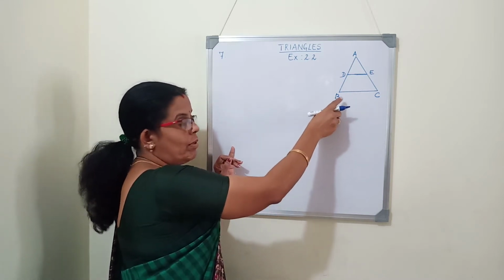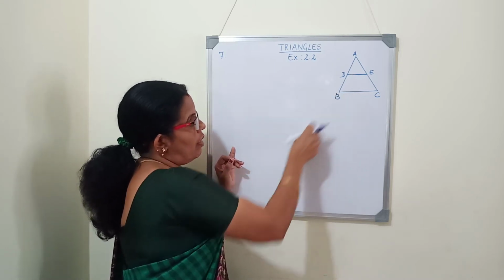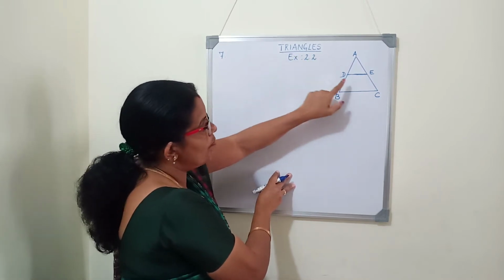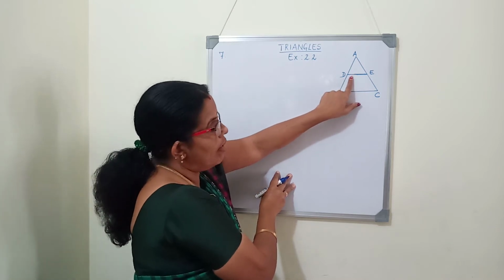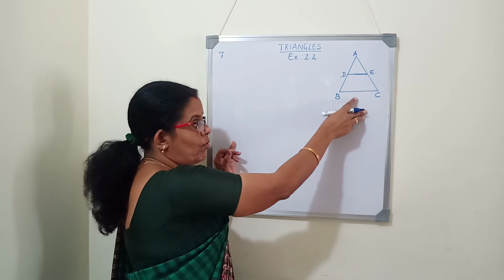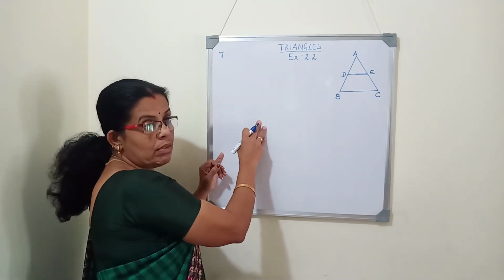Last year you learned the midpoint theorem and its converse. The converse of the midpoint theorem says that if we draw a line through the midpoint of one side of the triangle and the line is parallel to another side, then the line will bisect the third side. So this we have to prove. Already we proved it last year. Now we have to prove it by theorem 2.1, that is BPT.